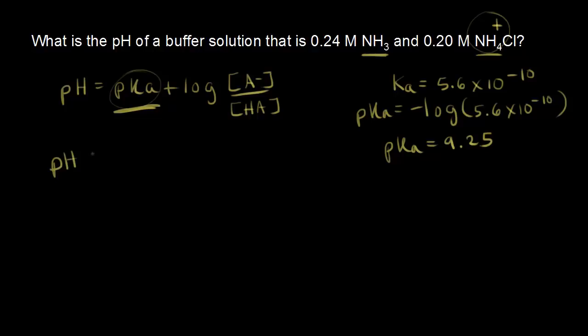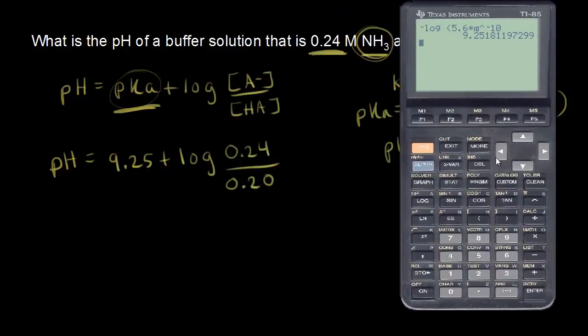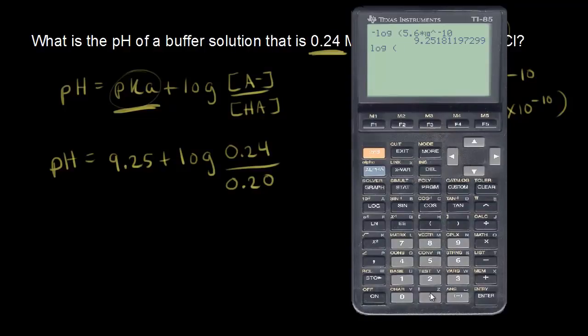So the pH of our buffer solution is equal to 9.25 plus the log of the concentration of A minus, our base. Our base is ammonia, NH3, and our concentration in our buffer solution is 0.24 molar. So we're going to write 0.24 here, and that's over the concentration of our acid, NH4 plus, and our concentration is 0.20. So this is over 0.20 here, and we can do the math, right?